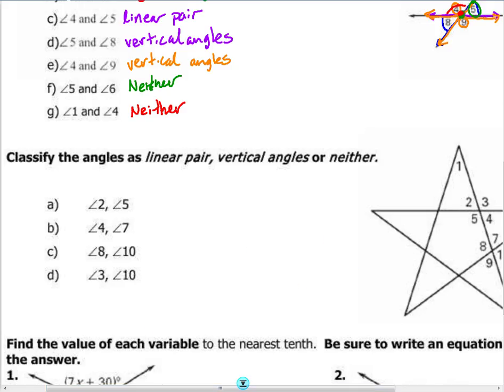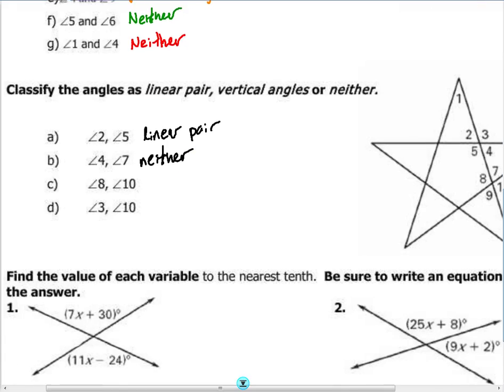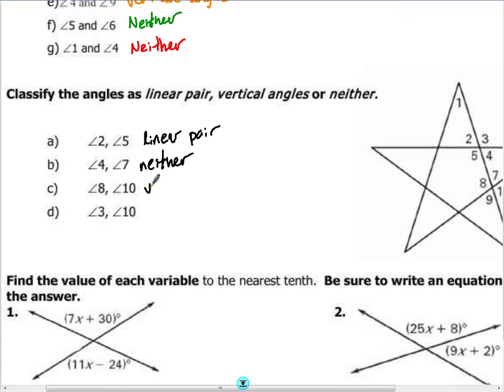Okay? So looking at letter A, you should have got 2 and 5 formed a linear pair. 4 and 7 were neither. 8 and 10 were vertical angles. And 3 and 10, since they don't have a common vertex, these would be neither as well.